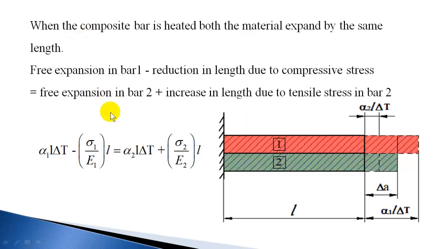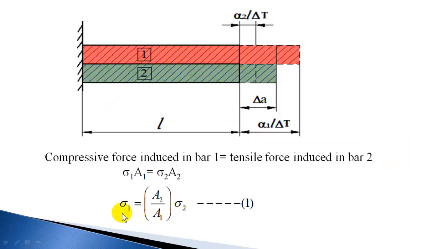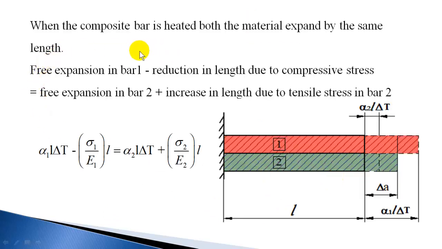Now we have already framed an equation for the relationship between stresses. The stresses in the materials are related by the area ratio. Now we will get another relation by checking the expansion of these bars. Let us say delta A is the expansion allowed in both the materials. So they are expanding only by delta A.